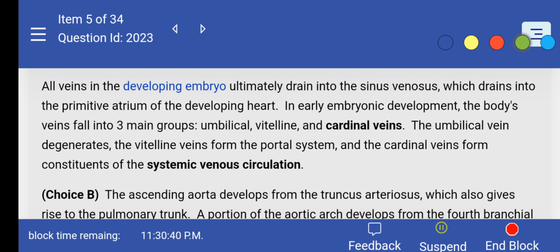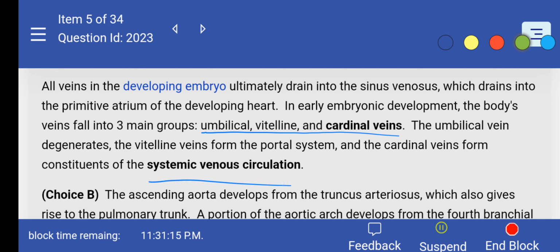All veins in the developing embryo ultimately drain into the sinus venosus, which drains into the primitive atrium of the developing heart. In early embryonic development, the body's veins fall into three main groups, that is umbilical, vitelline, and cardinal veins. Right? This is important. The umbilical vein degenerates. The vitelline veins form the portal system, and the cardinal veins form the constituents of the systemic venous circulation.